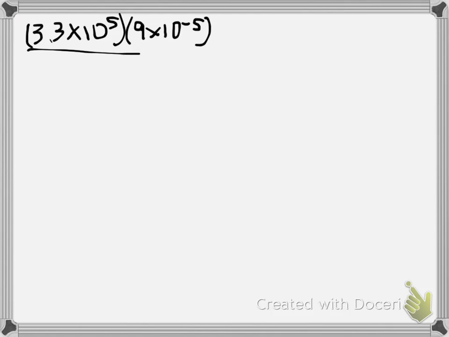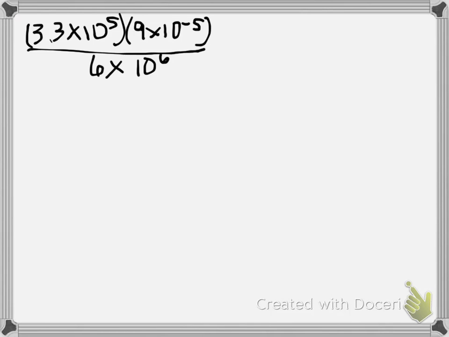Oh, well, it was this one I wanted to do. Okay. So 3.3 times 10 to the 5th, and I want to multiply that by 9 times 10 to the negative 5th, and I want to divide that whole thing by 6 times 10 to the 6th.